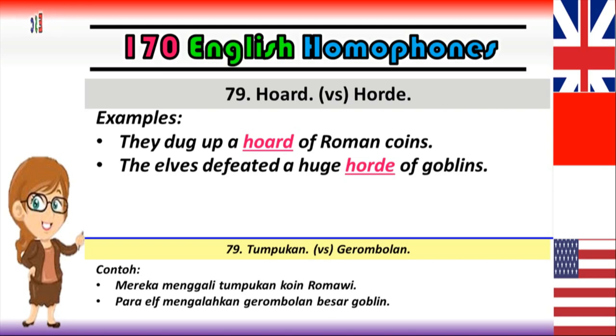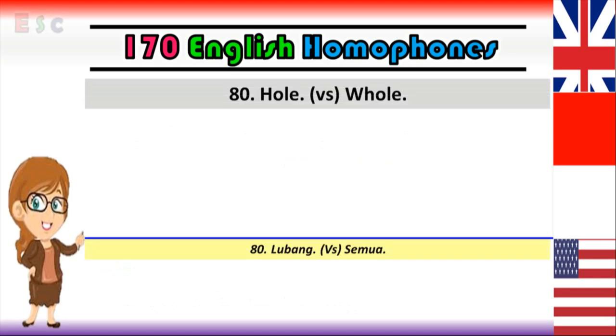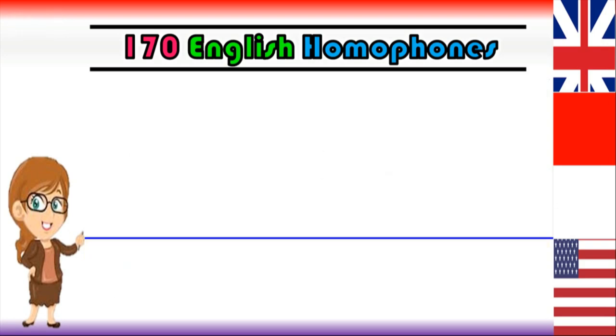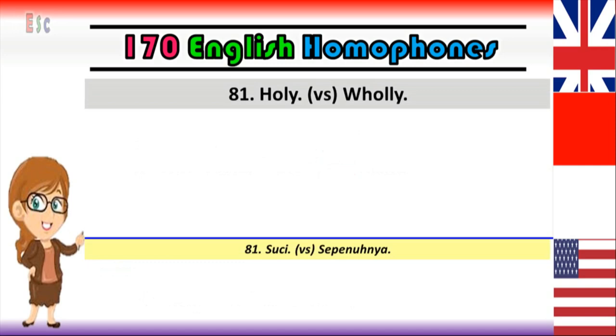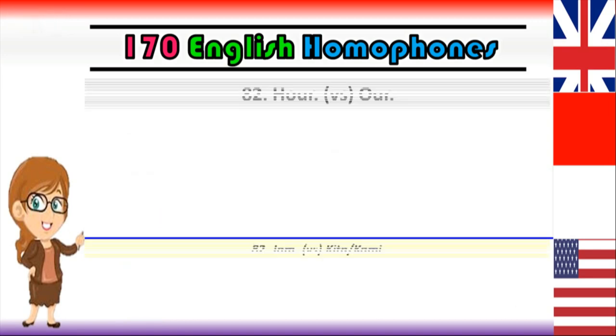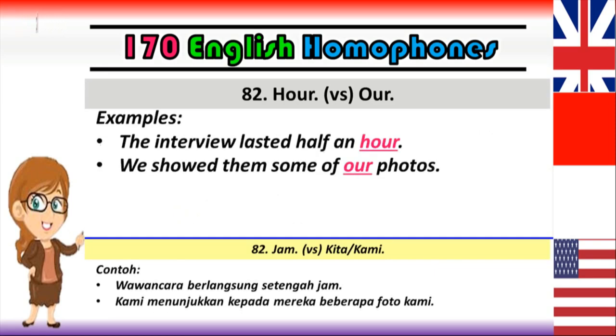80. Hole versus whole. Examples: the bomb blew a huge hole in the ground. She wasn't telling the whole truth. 81. Holy versus wholly. Examples: the priest put some holy water on the child's head. The report claimed that the disaster was wholly unavoidable. 82. Hour versus our. Examples: the interview lasted half an hour. We showed them some of our photos.